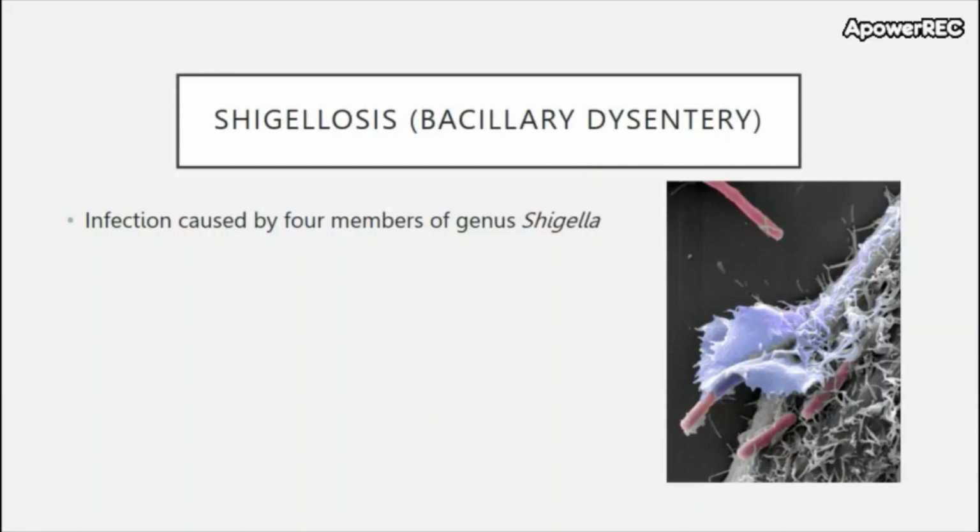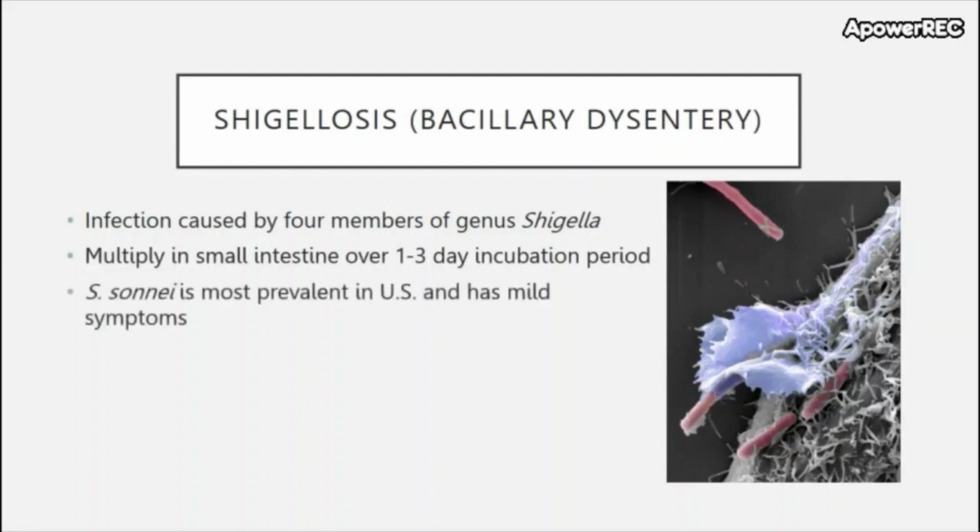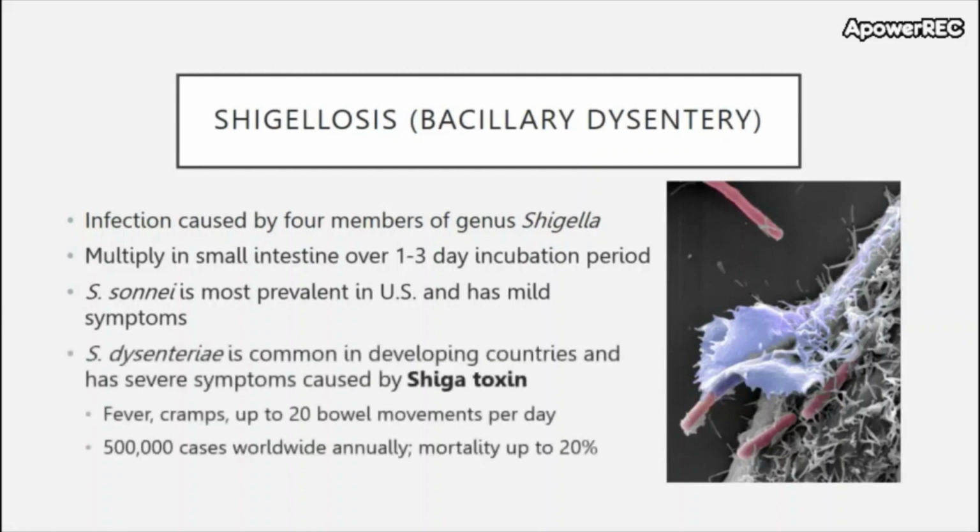And it can be with the presence of blood or mucus in the feces. The infection is caused by 4 members of the genus Shigella. It multiplies in the small intestine over about 1 to 3 day incubation. S. sonnei is the most prevalent in the US and has mild symptoms. S. dysenteriae is common in developing countries and has severe symptoms caused by Shiga toxin.